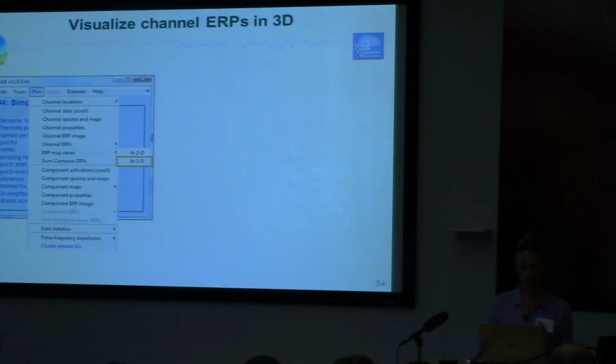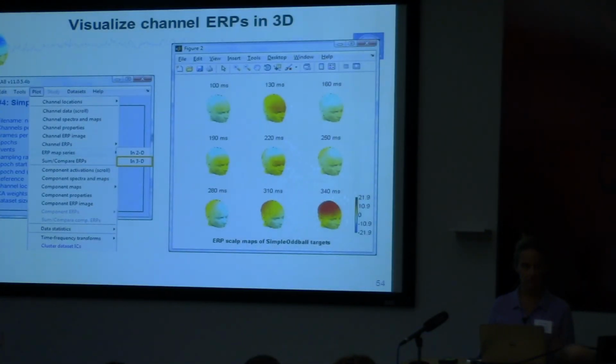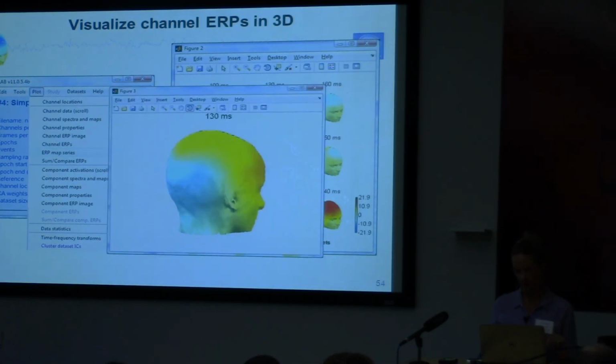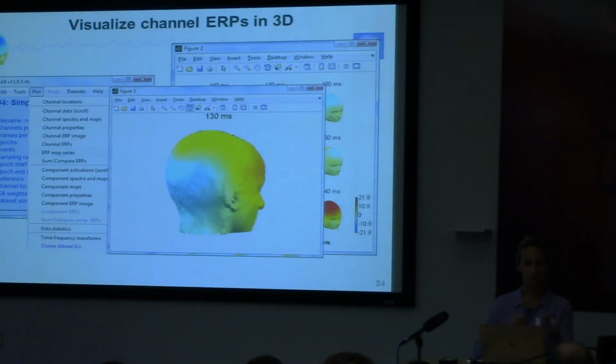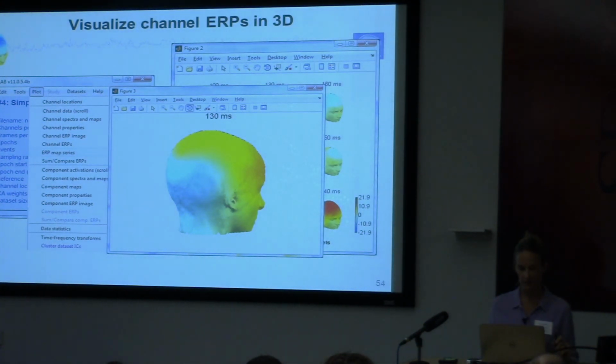And if you want to look really fancy in your publications and stuff, we can also do this in 3D, which is exactly the same information, just over a head model. If you click on any one of these, you can get one, and you can turn the head around and see more clearly what was happening in different parts of the head.